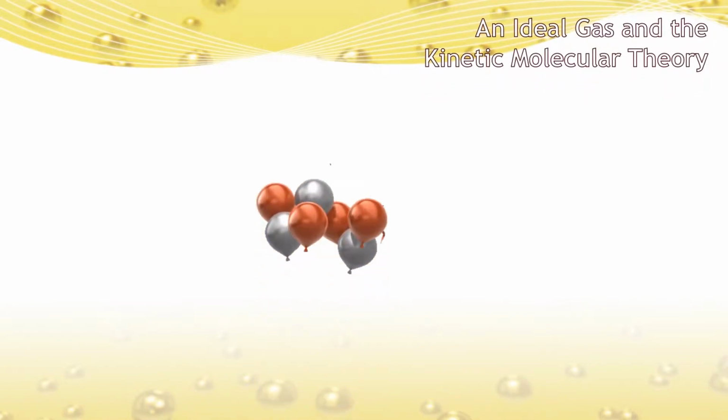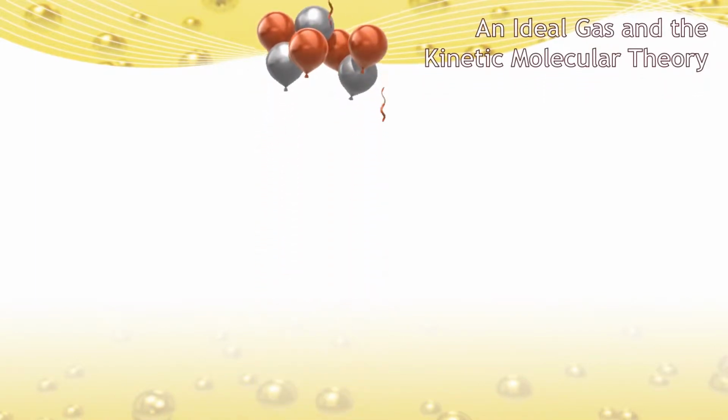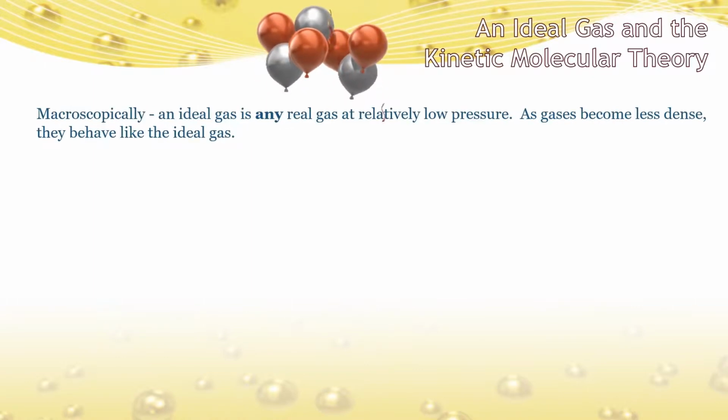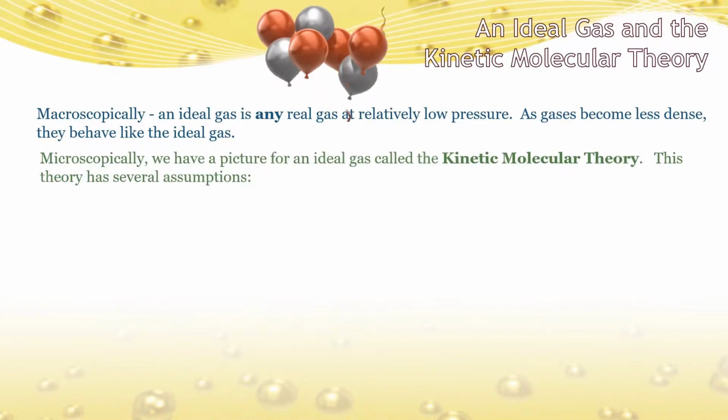An ideal gas is a very straightforward system to not only completely define, but also visualize. Now, this is not a trivial system, but a wonderful first approximation that will help us in defining terms and methods that can later be applied to all pure component single-phase systems. Macroscopically, an ideal gas is any real gas at relatively low pressure. As gases become less dense, they will all start to behave like the ideal gas.